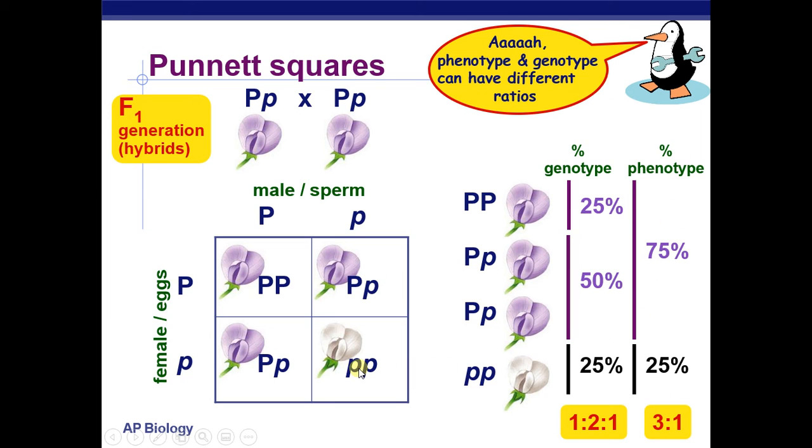We would expect 25% of them to be true breeding purple flowers, so 2 dominant P's, 25% to be true breeding white flowers, so 2 recessive P's, and 2 of them, or 50%, to be purple flowers that had 1 allele of both. So notice that the genotype ratios and the phenotype ratios can be different. Genotype has to do with what specific combination of alleles we have. Phenotype is just, in this case, what color.